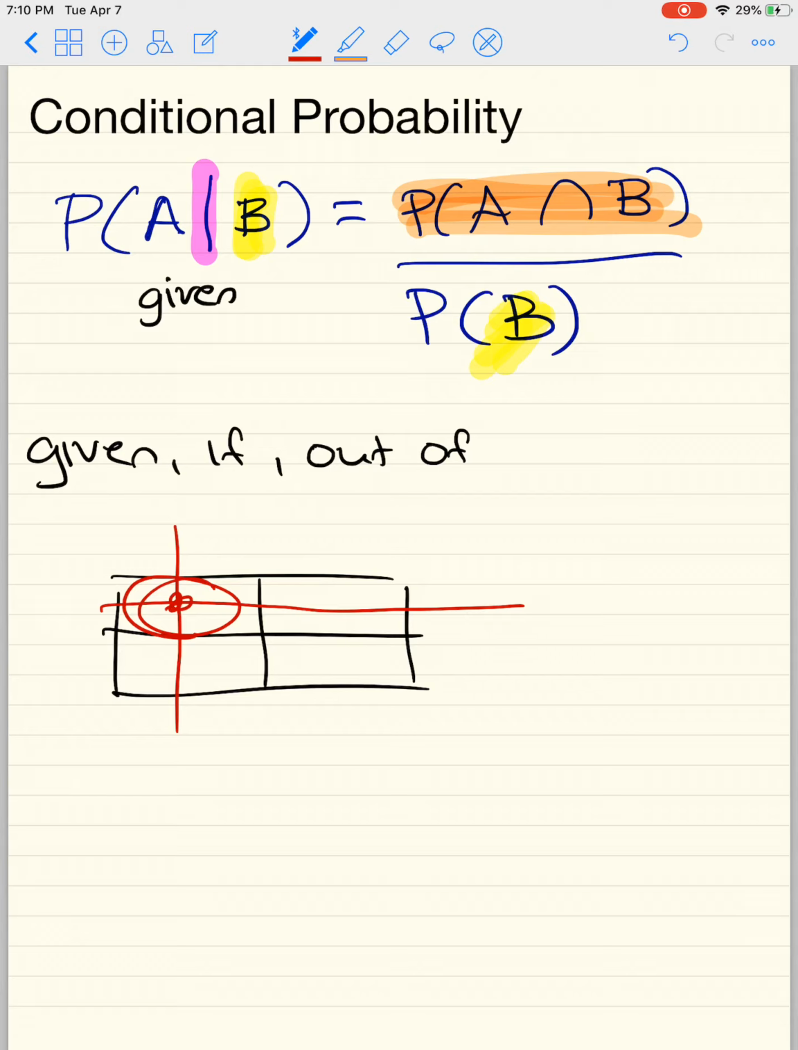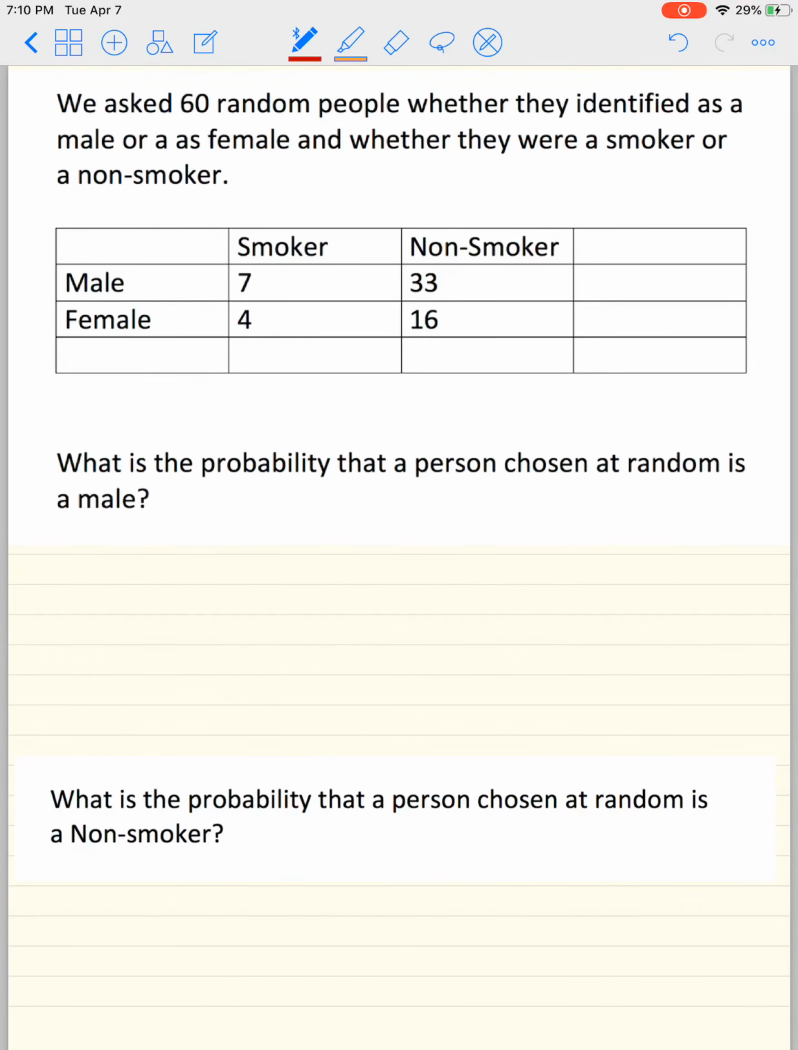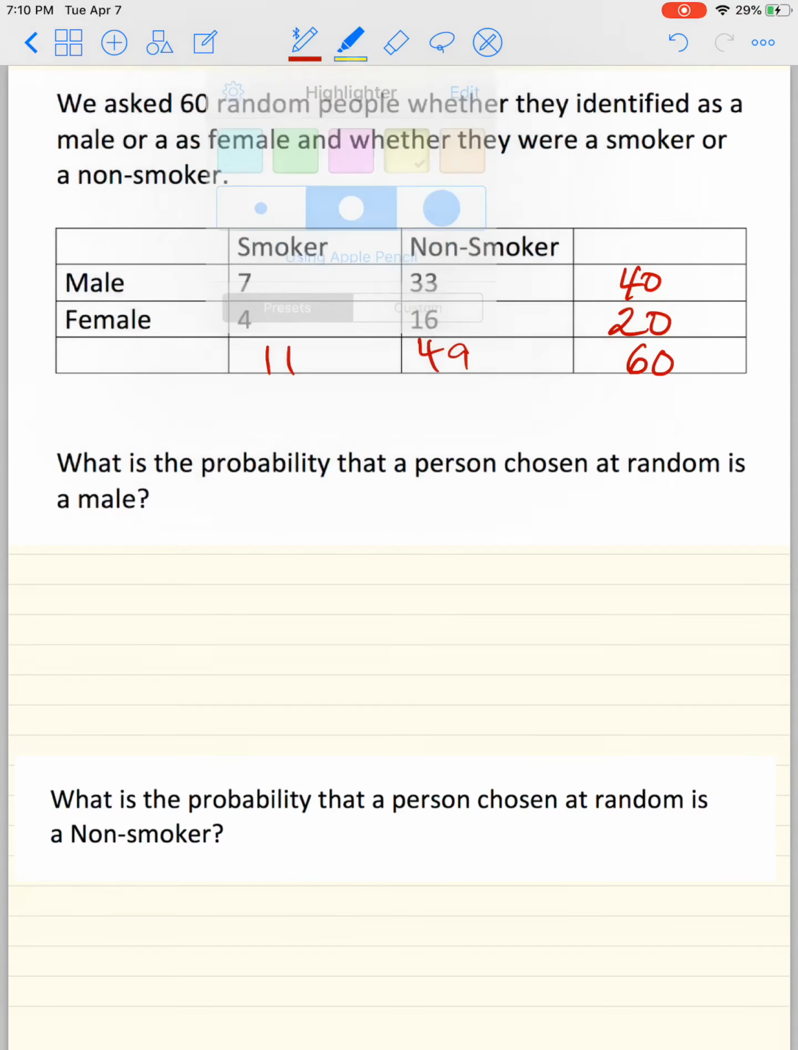So let me jump right into an example, and I think everything will be clear. We asked 60 random people whether they identified as a male or as a female, and whether they were a smoker or a non-smoker. So I have 40 males, 20 females, 11 people who are smokers, and 49 people who are non-smokers, and there's a total of 60. So this is our total.